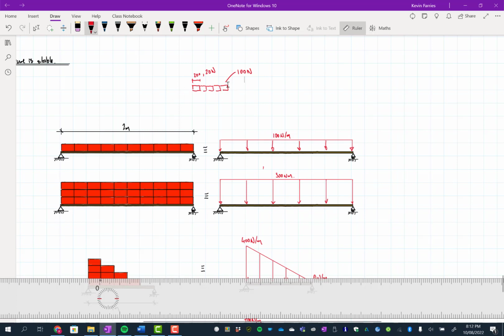So 5 of these bricks would cover a meter. They would have a length of 1 meter because they're all 200 long. They weigh 20 newtons each. So in total, they weigh 100 newtons. So the equivalent line load would be 100 newtons per meter.